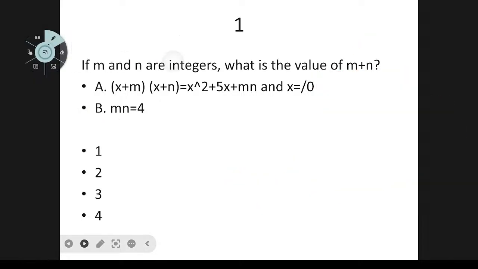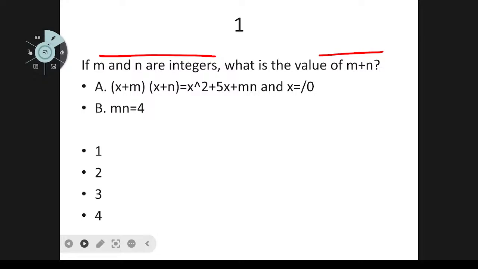All right, let's see. Now, the question is, if m and n are integers, now this is the information given. Earlier when I asked what is the value of x, no information was given. Here information is given that m and n are integers. What is the value of m plus n? What will be the sum of those two? That's what they are asking.